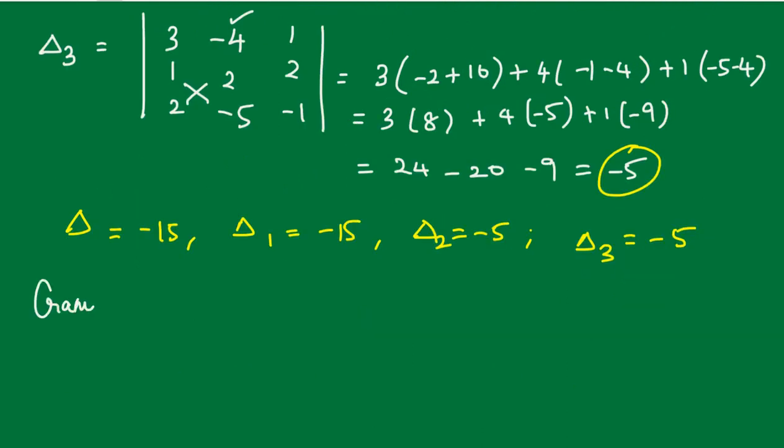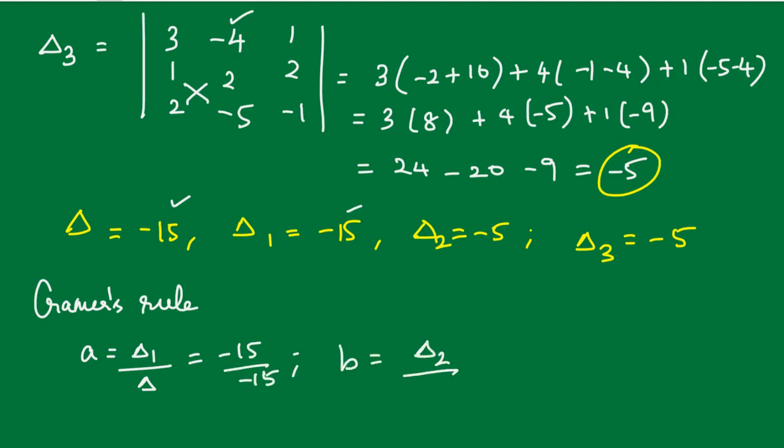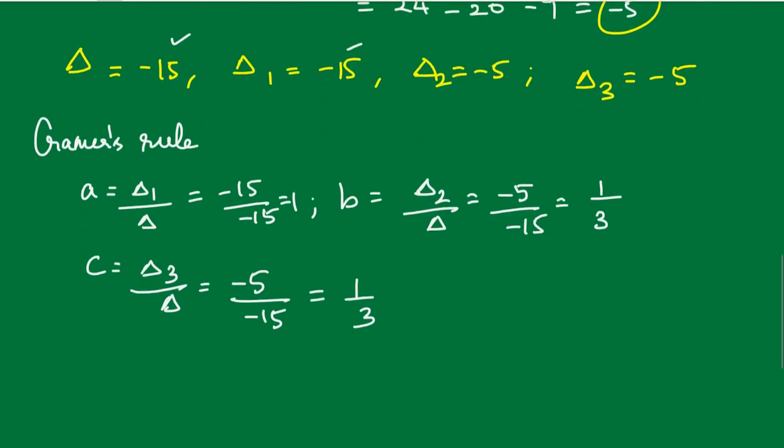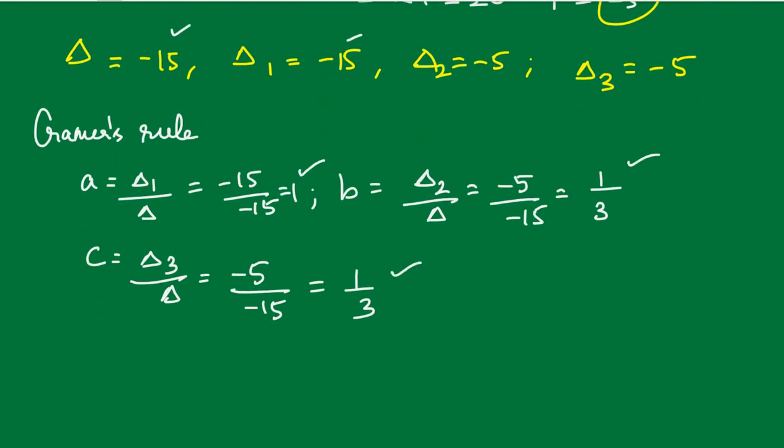Cramer's rule, where A is equal to delta 1 by delta, which is equal to minus 15 by minus 15. B is equal to delta 2 by delta, which is minus 5 by minus 15, which is equal to 1 by 3. And C is equal to delta 3 by delta, which is equal to minus 5 by minus 15, which is equal to 1 by 3. Here A is equal to 1. Now A is equal to 1, B is equal to 1 by 3, C is equal to 1 by 3.